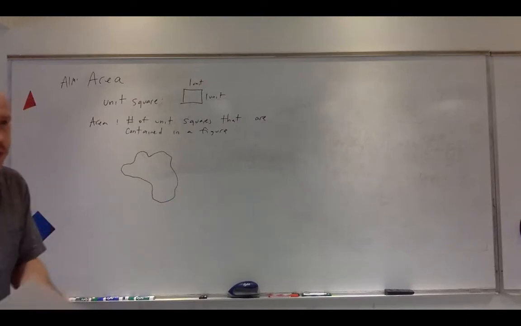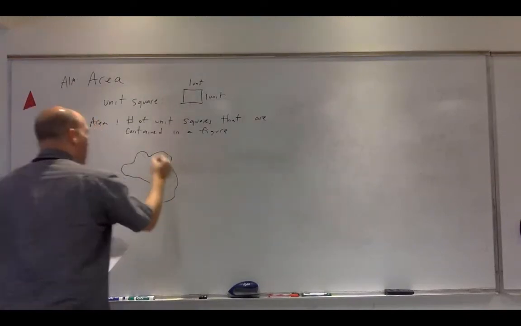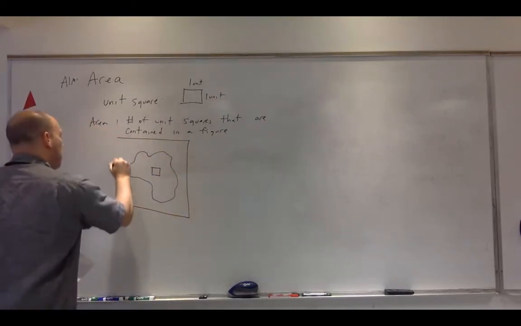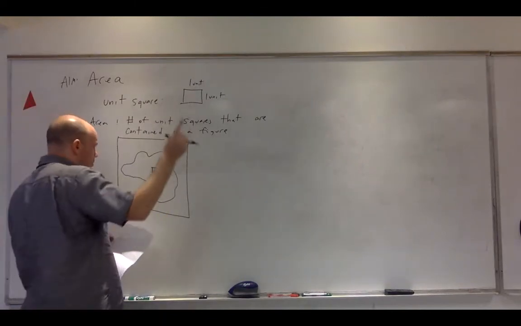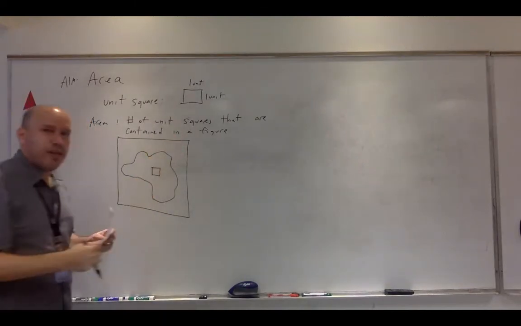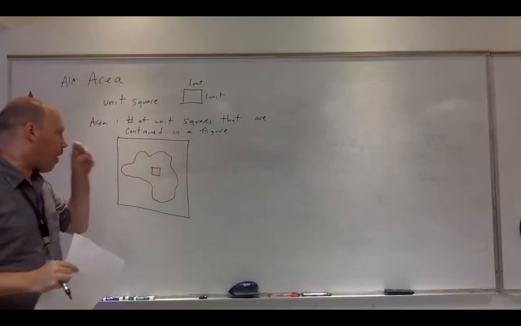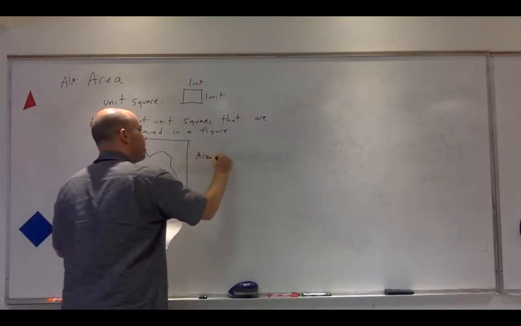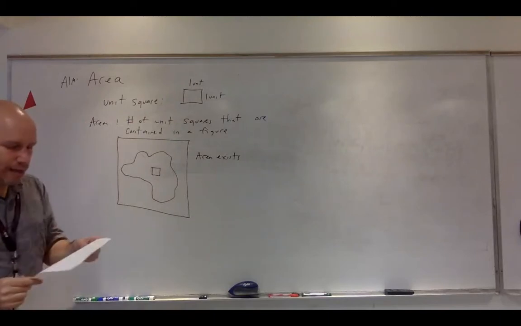And the answer is yes, because I can put a small square here, and I can put a really big square around here. And so I know that this weird figure is somewhere between this small unit square and this big square. So I know the area exists.